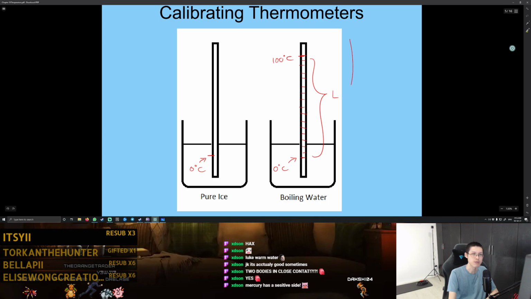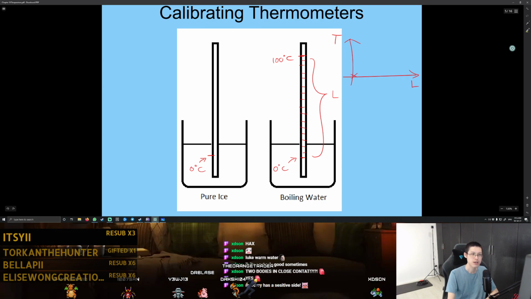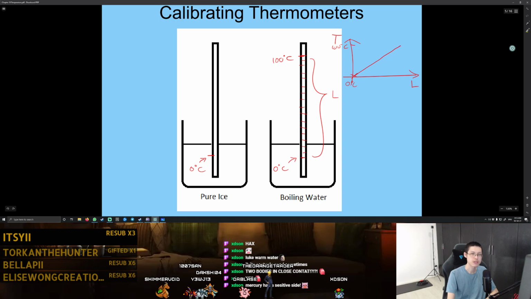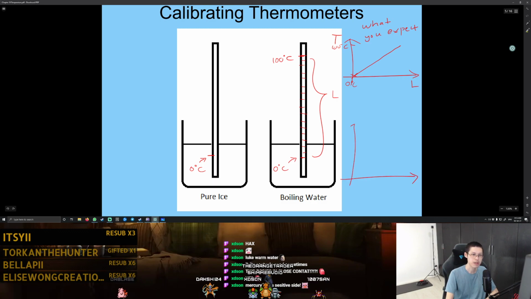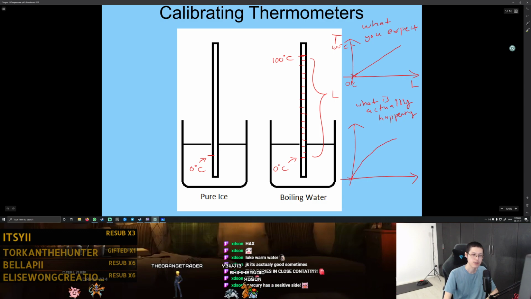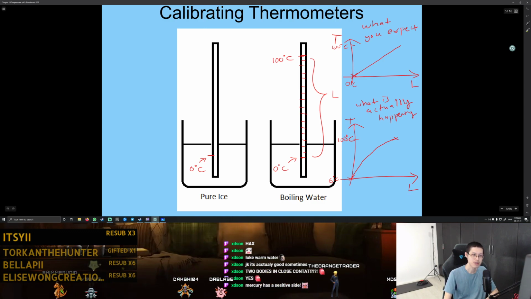So it could be something like, let's say this is the temperature, this is the length, and then this is, let's say, 0 degrees Celsius here and 100 degrees Celsius here. What you think is actually happening is like this. This is what you expect. And then what actually is happening could be something like a slight curve, like that. So here and here, 100. And this kind of reminds me of the what you expect and what is actually happening meme. But yeah, anyway, it kind of looks like this. So the ones in the middle might not be entirely accurate. So just bear that in mind.